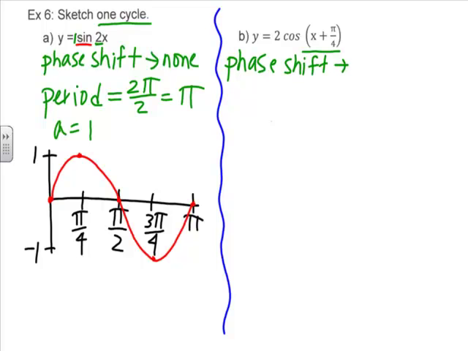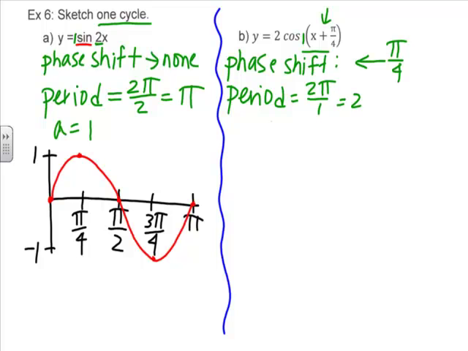Okay, so actually I don't want to draw that arrow, it'll be confusing here. So the phase shift then, since this is a plus sign, is going to the left pi over 4. Okay, the period for this guy, since there's no number in front here, is just going to be 2 pi over 1, or 2 pi, which we're sort of used to. And the amplitude then, there's a 2 sitting there, so we're going to have an amplitude of 2. There's no vertical movement at all.